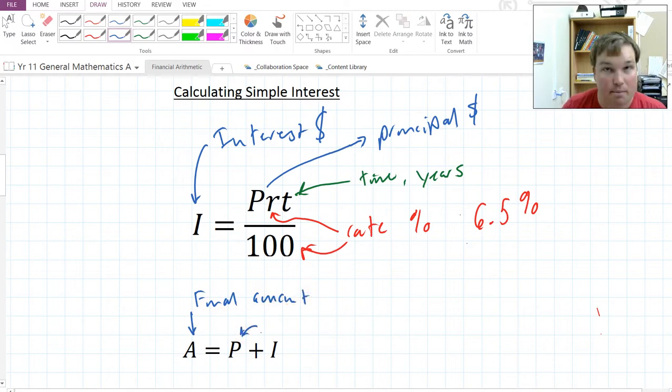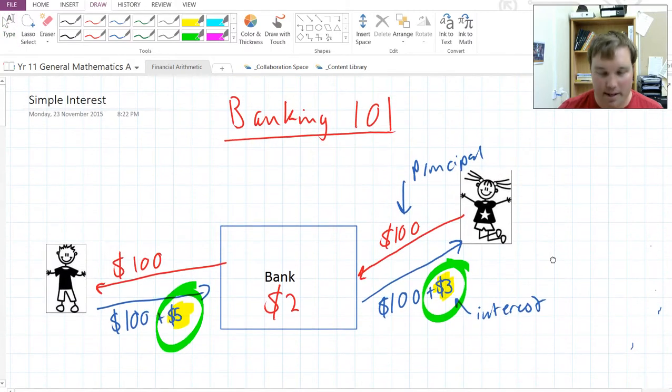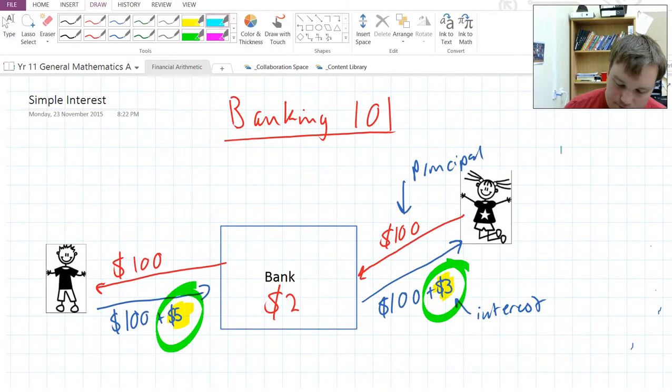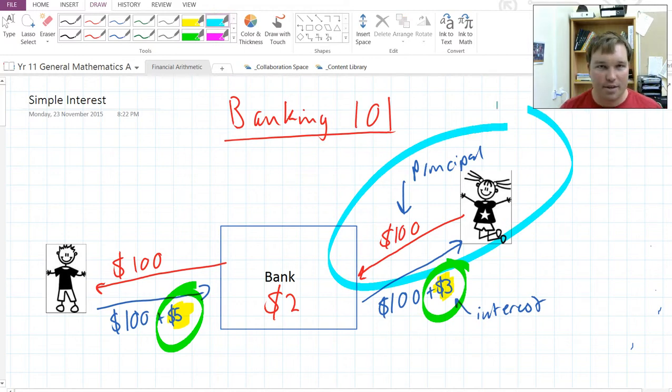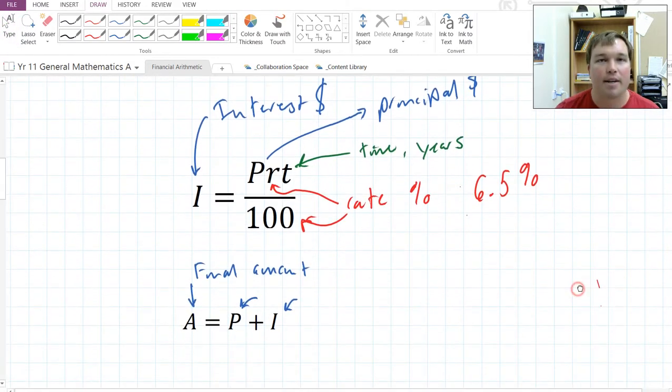P, once again, principal. I is the interest. And what this represents is the final amount you get back after depositing for a period of time is not just interest, it's principal plus the interest. For example, considering Banking 101 up here, if you deposited $100 on this side, at the end of your year, you don't want just $100 back or just $3 back. The total amount you get back is the 100, the principal, plus the interest added together. So you get 103 back. That's simply what A equals P plus I is.